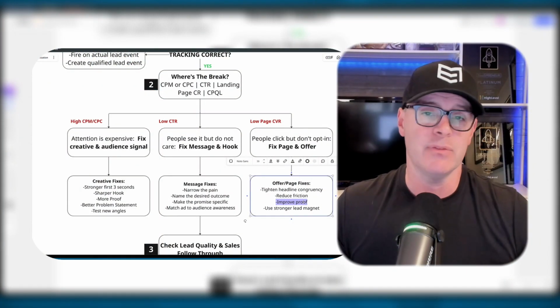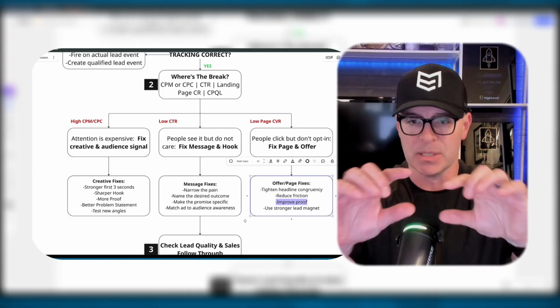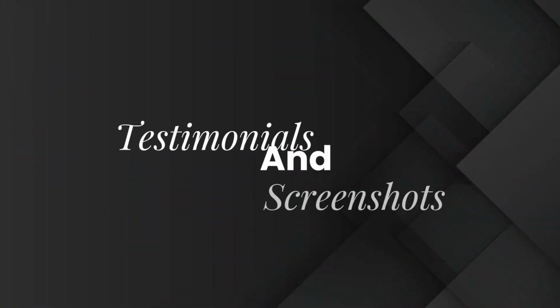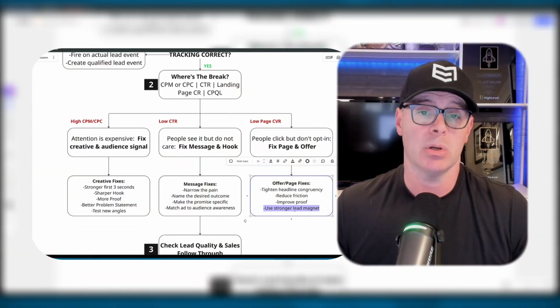Having proof on your page is always helpful. It doesn't need to be like a VSL proof page. It could just be a strip of logos that you've worked with, or a couple of little mini testimonials from past clients, even just screenshot kind of things from social. Those work fine. And then the other thing is the stronger lead magnet, okay?